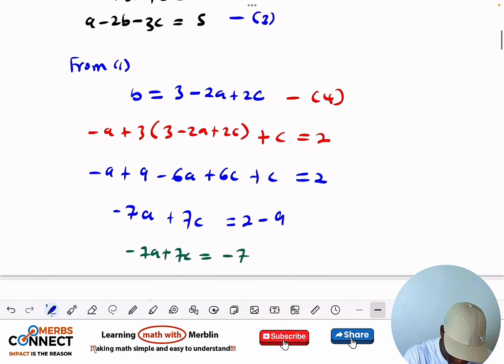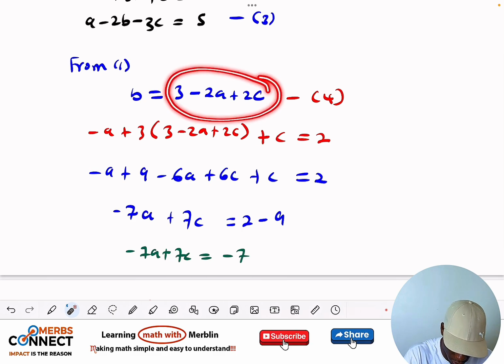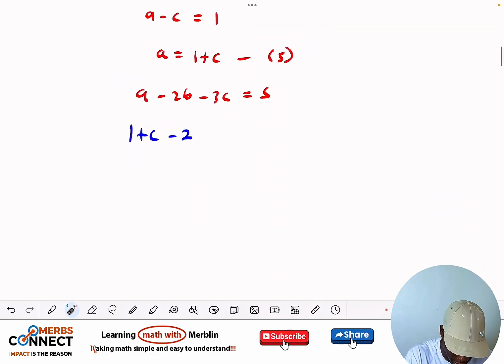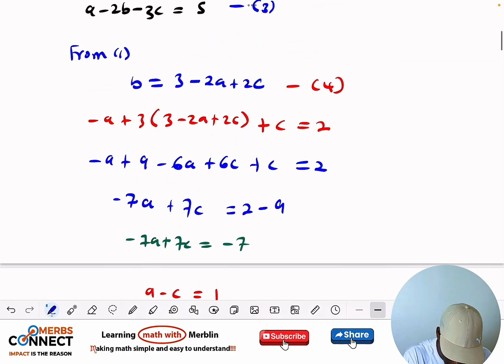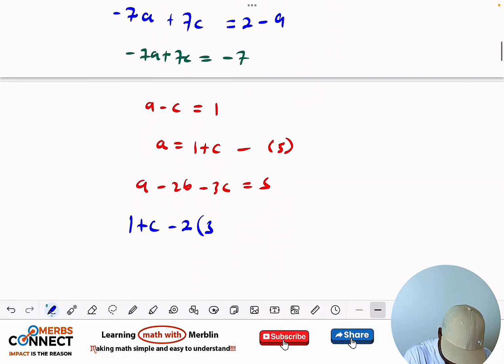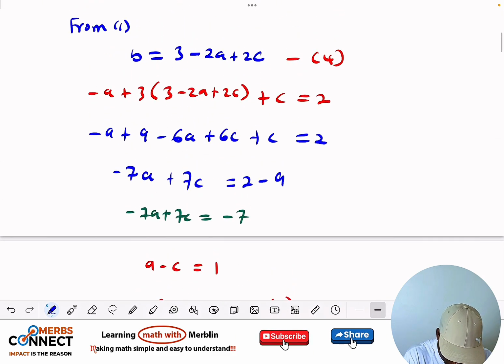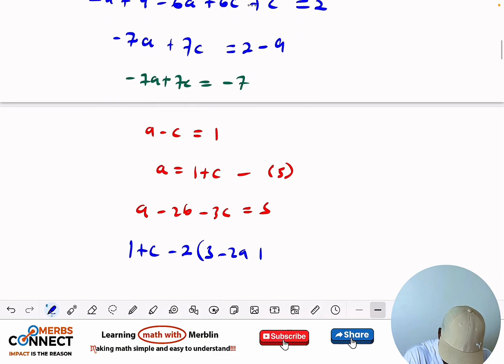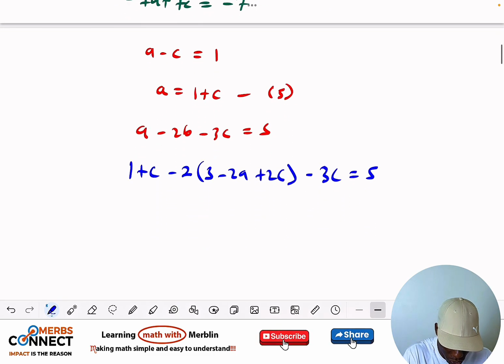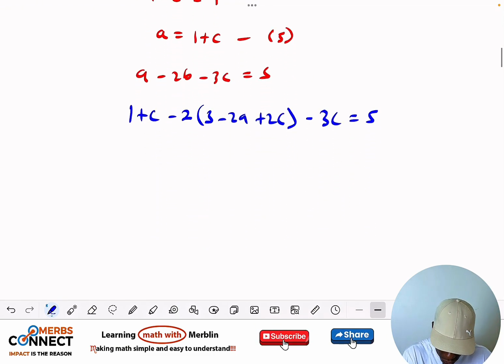What is b? B is equal to this from equation 4. So b is equal to 3 minus 2a plus 2c, minus 3c is equal to 5. So what are we going to get from here? So let's try and simplify.